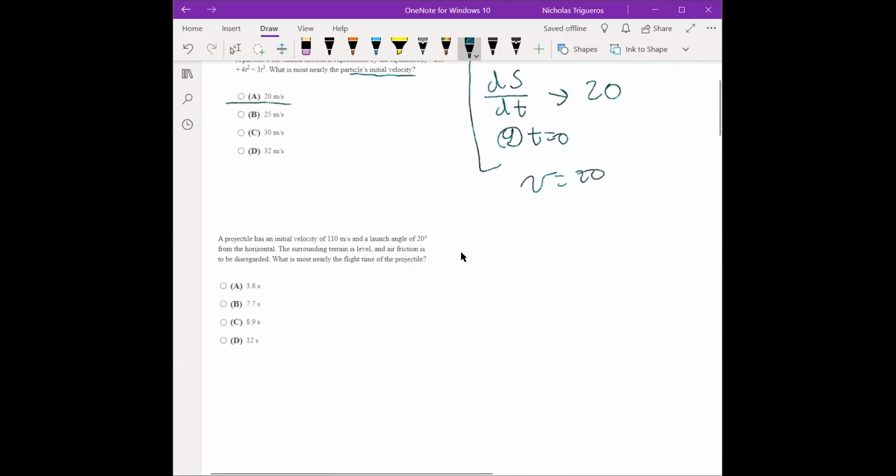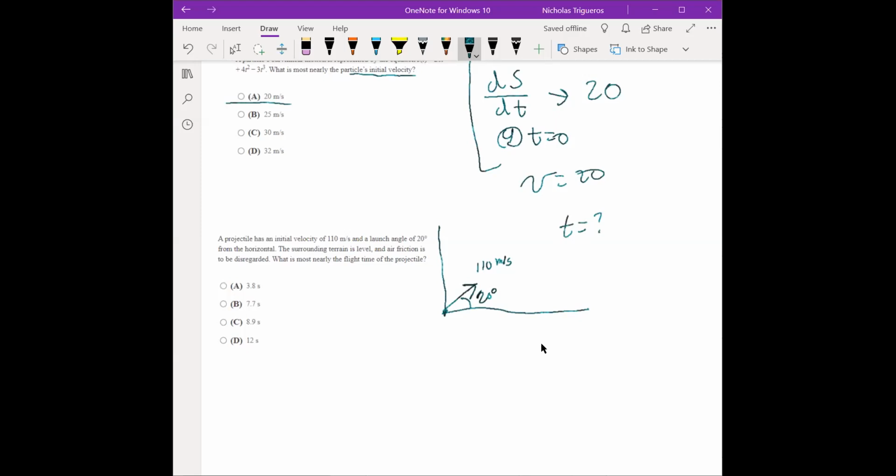We have a projectile with an initial velocity of 110 meters per second and a launch angle of 20 degrees from the horizontal, assuming that the surrounding terrain is level and air friction is to be disregarded. What's the flight time of the projectile? Let's first draw a little picture. We have something launched. It doesn't tell us where it's launched from, if it's launched from ground level or not, but we'll assume it is. We can make some assumptions here. 110 meters per second, this is 20 degrees. We want to know what the flight time is.